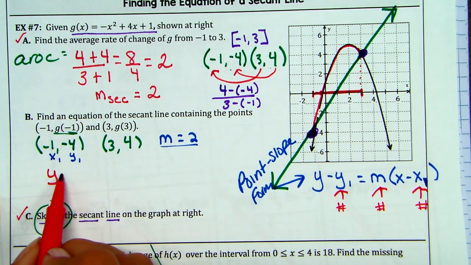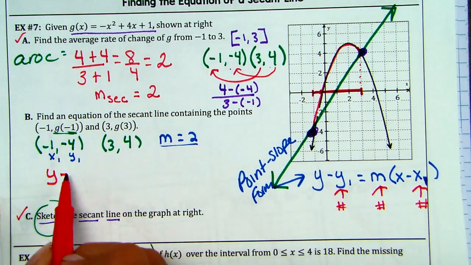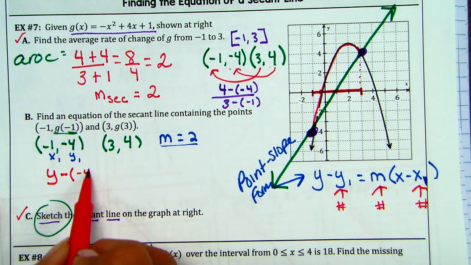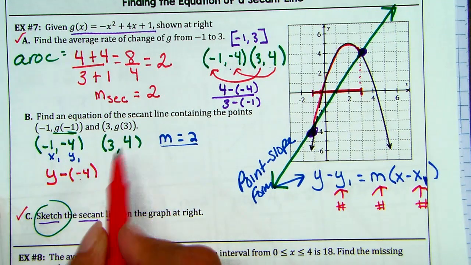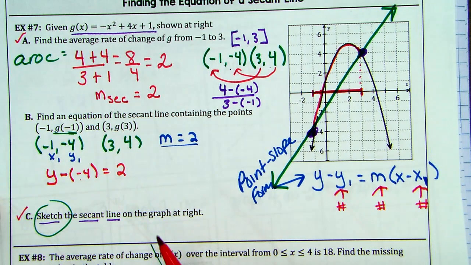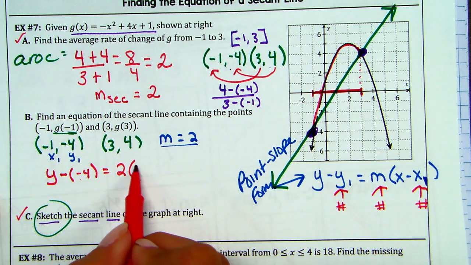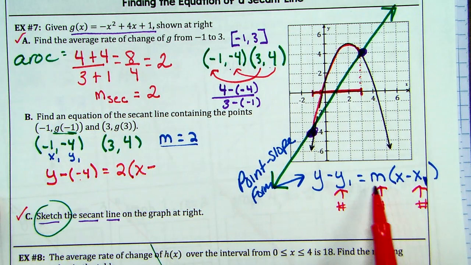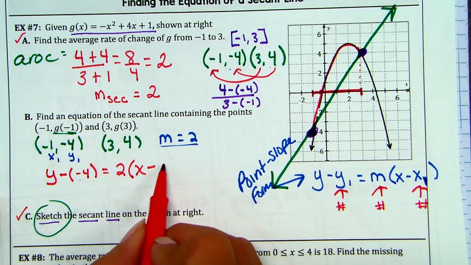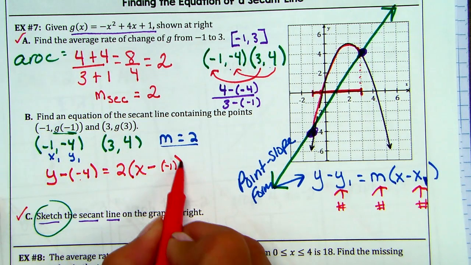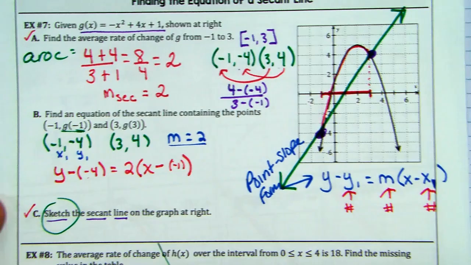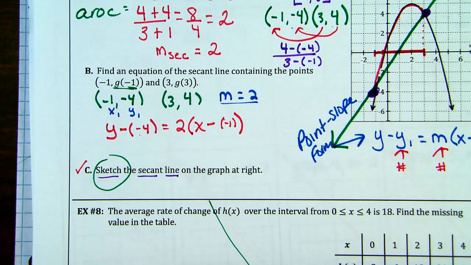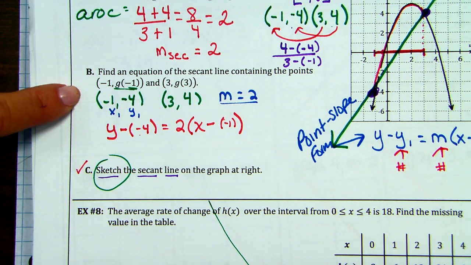So it's y minus, right? Y minus negative 1. Y minus negative 4. Sorry, that's my Y value. Equals M parentheses X minus, I'm just following the formula, X sub 1, which is negative 1. Aaliyah, do you get what I did there, sweetie? Okay. Yeah. All right.